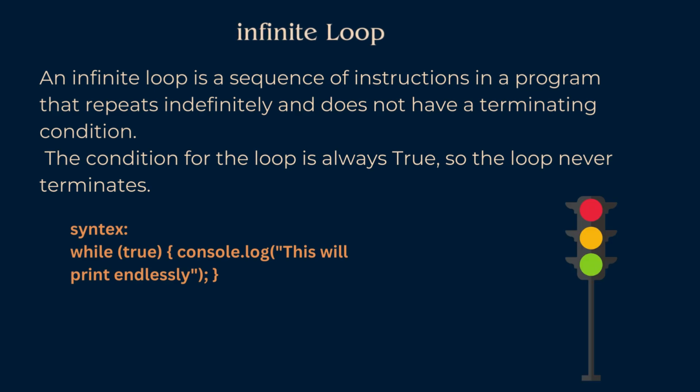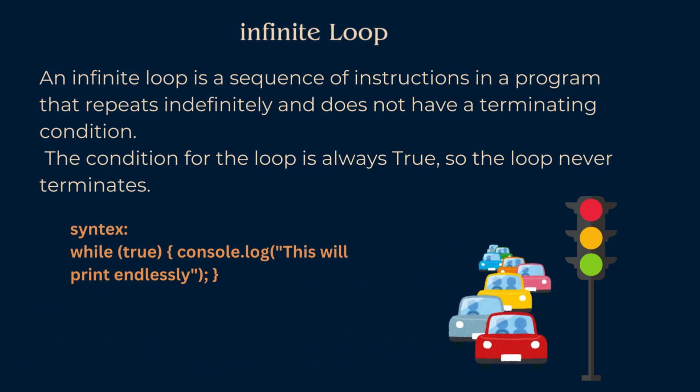Consider a traffic light system at an intersection. Normally, the lights change from red to green to yellow and back to red based on a timer. If there's a malfunction in the system and the light gets stuck on green, it creates an infinite loop of green lights, causing a traffic jam because the other directions never get a turn to go. The condition for the loop is always true, so the loop never terminates.